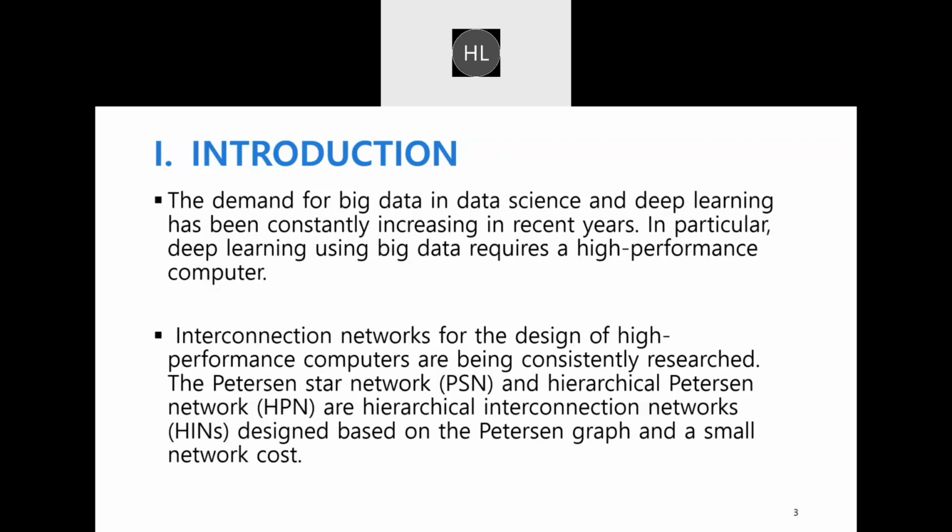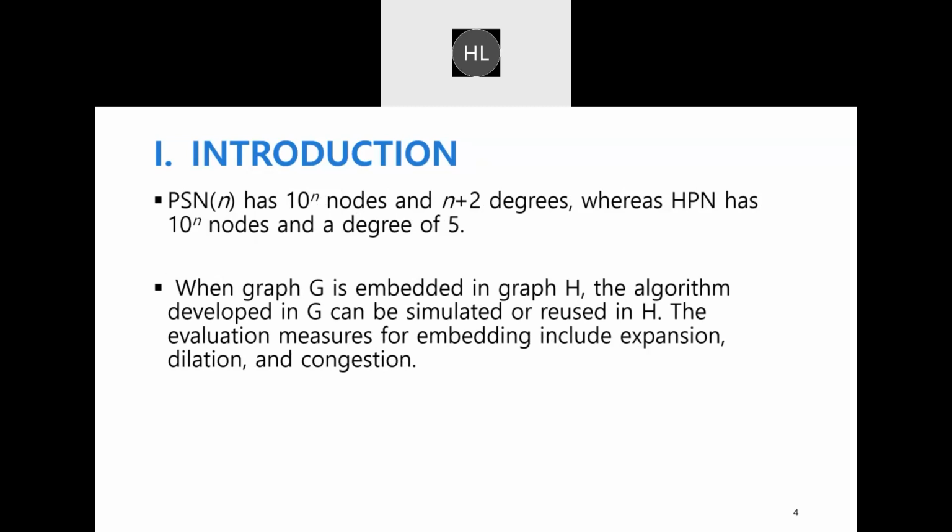Our main interest is the Petersen Star Network, or PSN, and the Hierarchical Petersen Network, HPN, or Hierarchical Interconnection Networks, which we will abbreviate as HINs, designed based on the Petersen graph and a small network cost. The PSN of n has 10 to the power of n nodes and n plus 2 degrees, whereas HPN has 10 to the power of n nodes as well as a degree of 5.